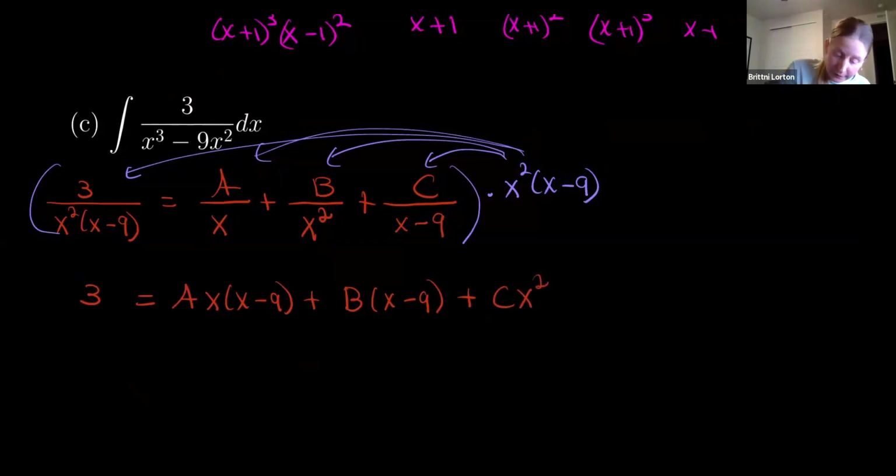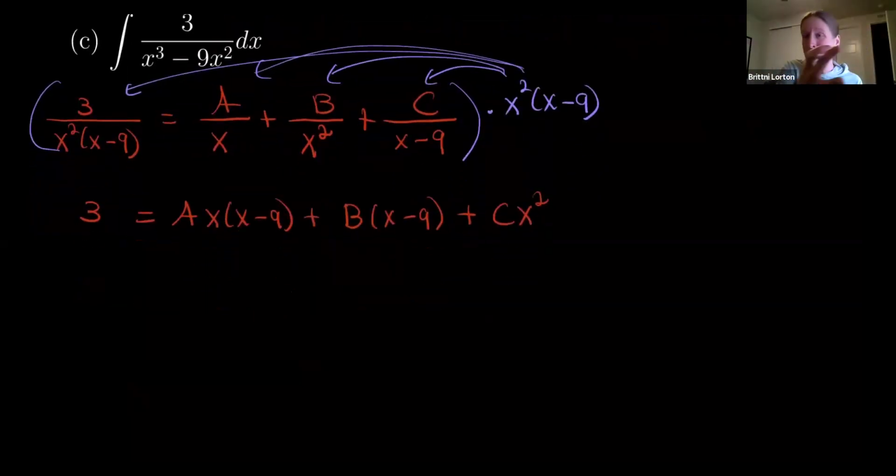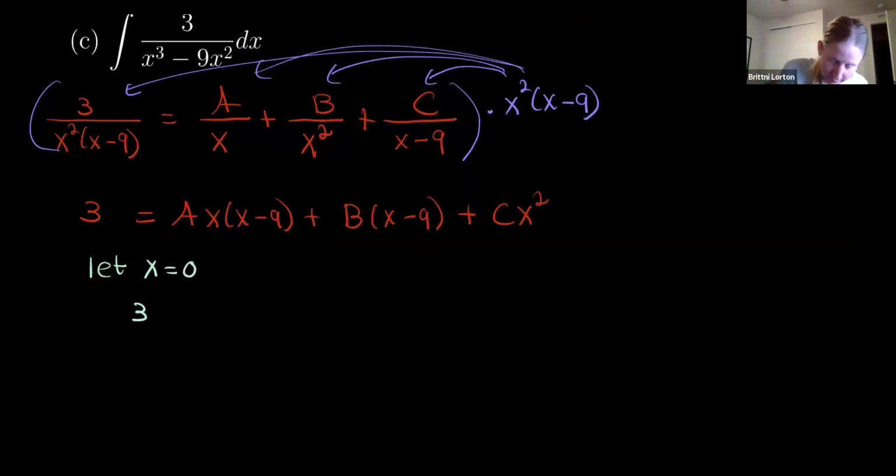All right, and then I'm going to do the same process. I could distribute and then compare coefficients. If you want to do that first method, that would work. I'm going to try the other method here. It's actually a little bit harder, but it's not so bad. I'm going to choose, let's say, x equals 0. That would give me 3 equals A times 0, which is gone, so 0, B times negative 9, so negative 9B, and then C times 0, so nothing. So that gives me B is equal to negative 1/3.